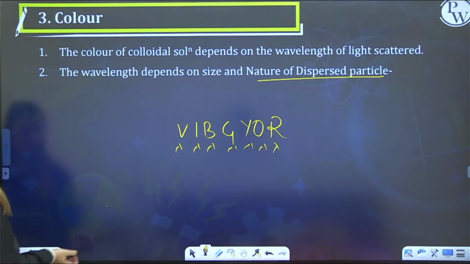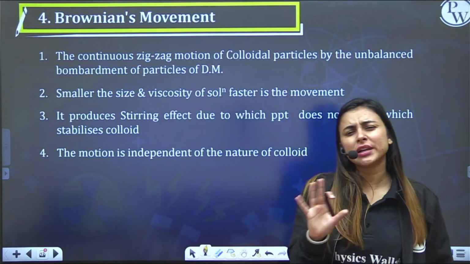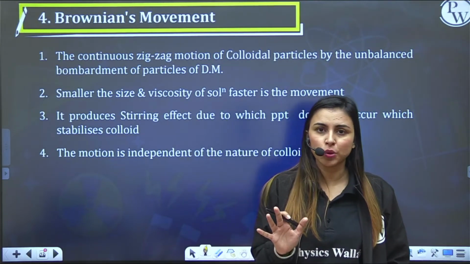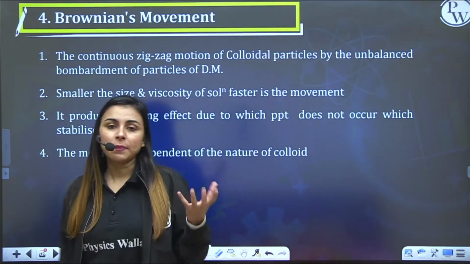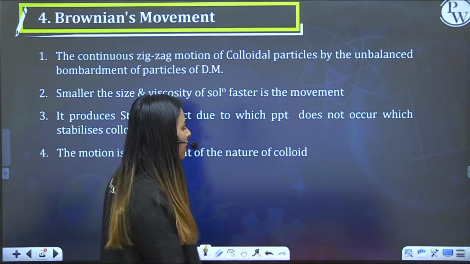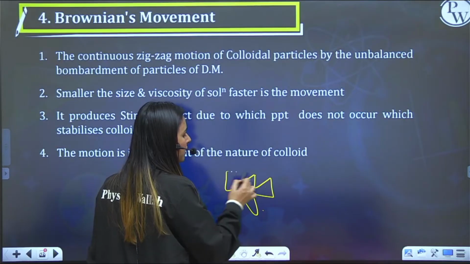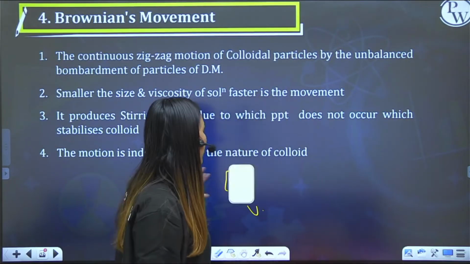Now let's talk about the last important point. These are the few points which you only need to keep in mind. You don't have to memorize anything, but you just need to understand these points. Okay, what is Brownian movement? See, my dear students, your colloidal particles always keep on moving in a zigzag manner. Let's say you have colloidal particles like these, they will keep on moving in a zigzag manner like this. Okay, they will never settle down. Why won't they settle down?